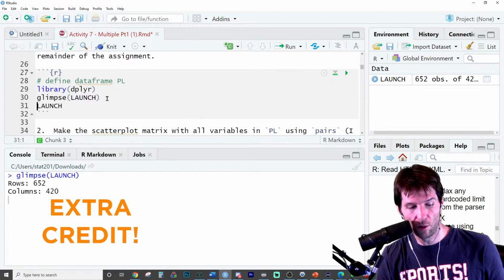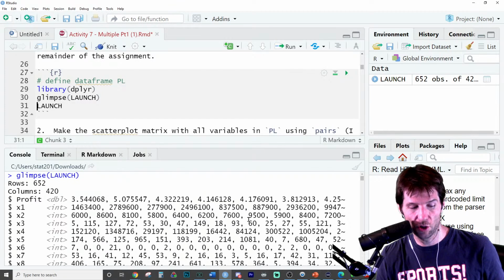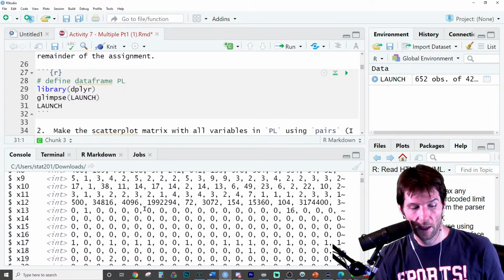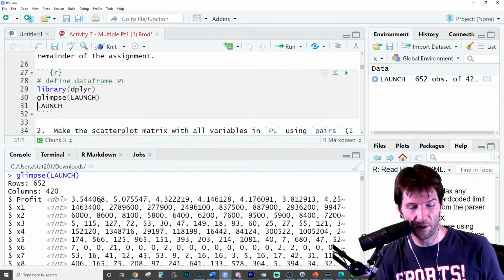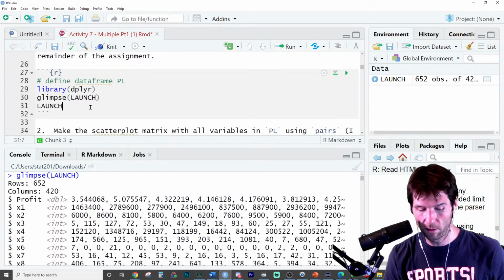So glimpse lets you glimpse a data set, which gives you just an overview of every variable inside of it. It's like structure. You can see most of the variables look to be categorical. They're not set that way, but they're integer ones and zeros. Then we have some other variables that have more variation in them, and we have a profit variable right here. Veda, excellent work.